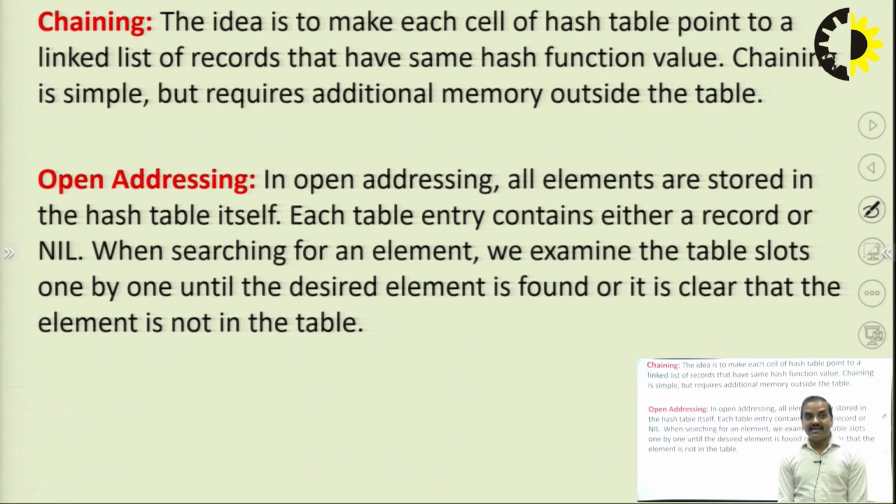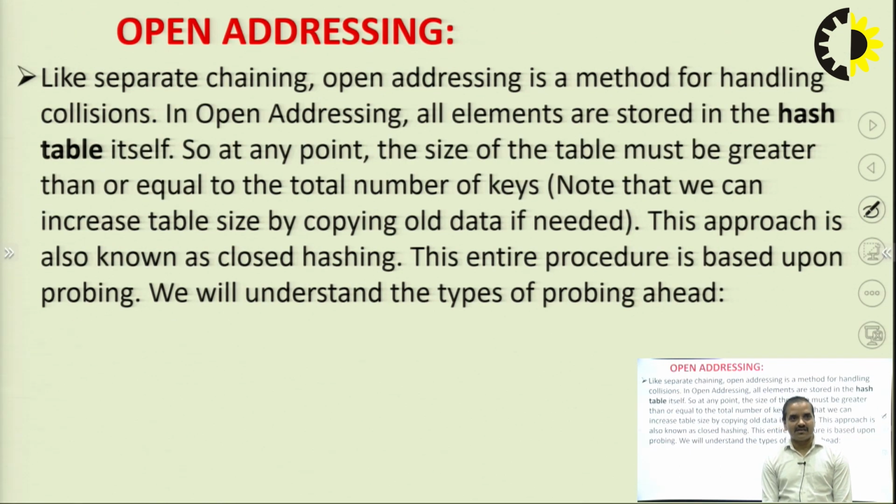The first one is chaining and the second one is open addressing, mostly used to remove collision in a data structure. Now we talk about open addressing. Open addressing is a method for handling collision.